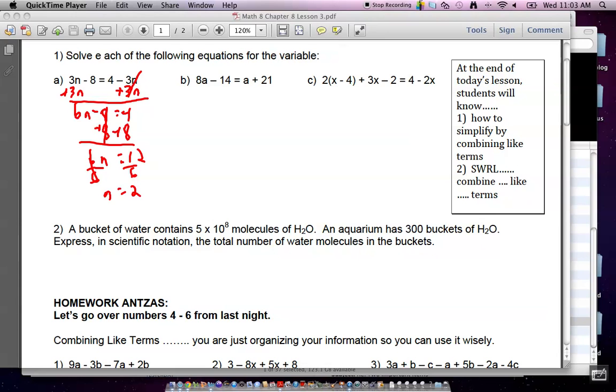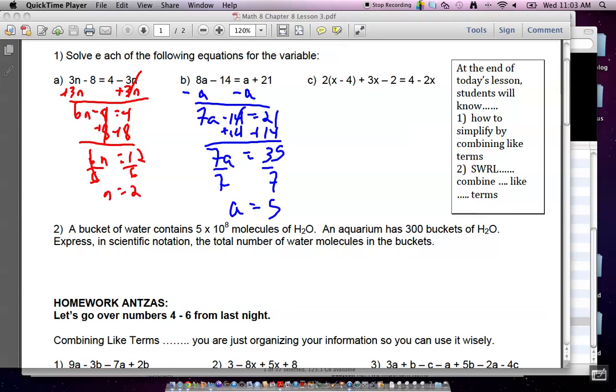Overexhausted. Next, same side, opposite side again. Minus the a this time. 7a minus 14 is 21. Add 14 to both sides. 7a is 35, dividing by 7, a equals 5.